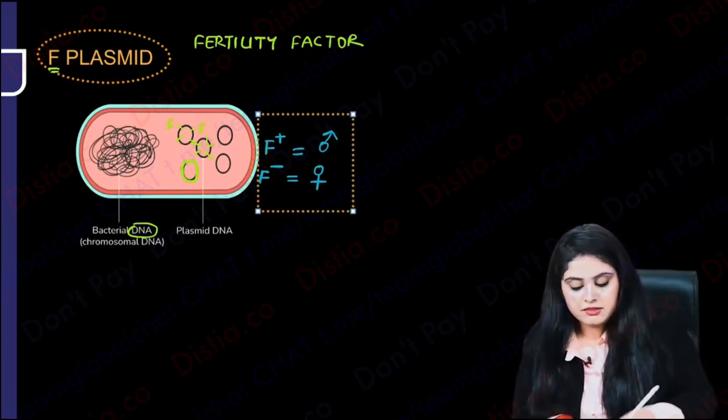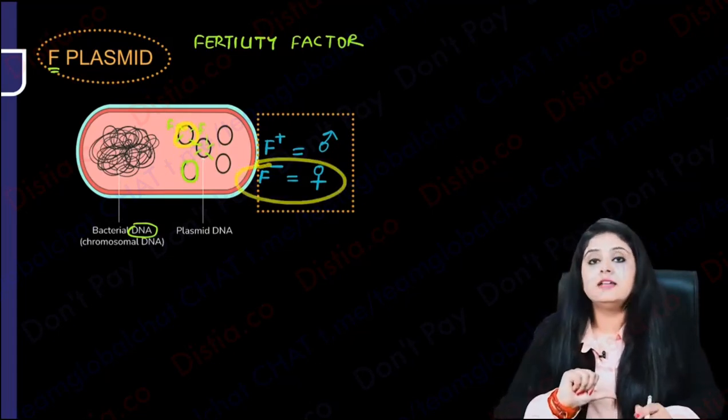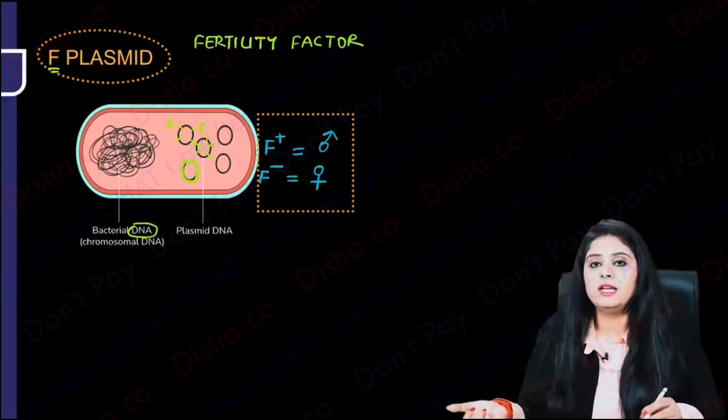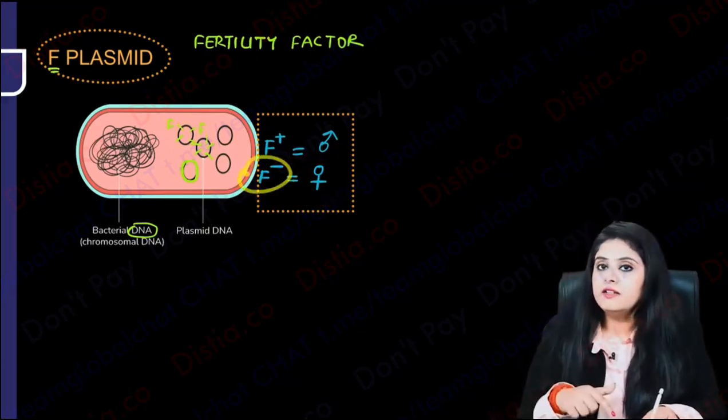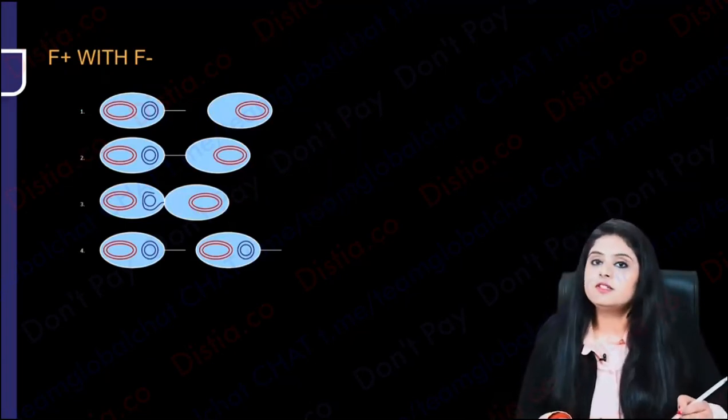If you see the presence of a fertility plasmid, it is male. If there is no fertility factor, it is female. So now I'm going to transfer. How can I convert a female into a male? How can I convert an F negative bacteria to F plus? And that is what we shall study. So everyone first label with me.